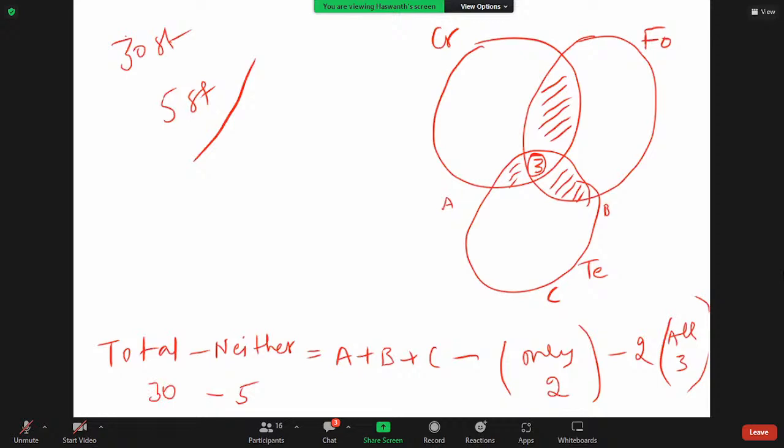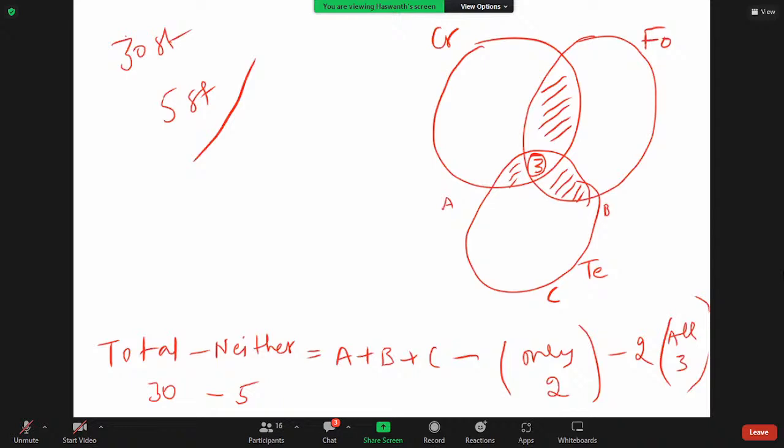A means total value of set A, students who play cricket. B means total value of set B, students who play football. C means total value of set C, students who play tennis. Then only 2 value is important. Now minus twice all three means region which is common to all the three sets. Students who play cricket, football and tennis, who play all these three games.